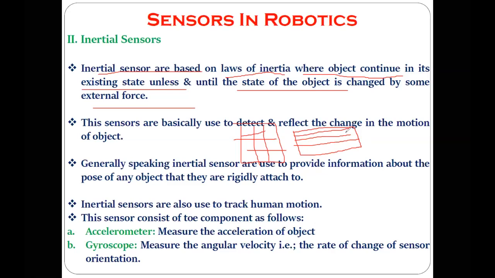Yes. When your vertical mobile, you are moving it in a horizontal way, this is nothing but applying some external force. Correct or not? Yes, sir. So the same thing I have mentioned, inertial sensors are based on the laws of inertia, where an object continues its existing state until the state of the object is changed by some external force.